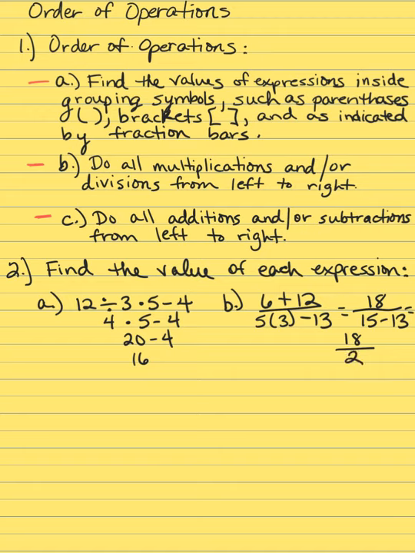Then your last step will be to simplify. What is 18 over 2? Or, as we all know, 18 divided by 2. 9. 9 would be your final answer. So on that last step, if you can simplify, do it. Don't leave it as a fraction.